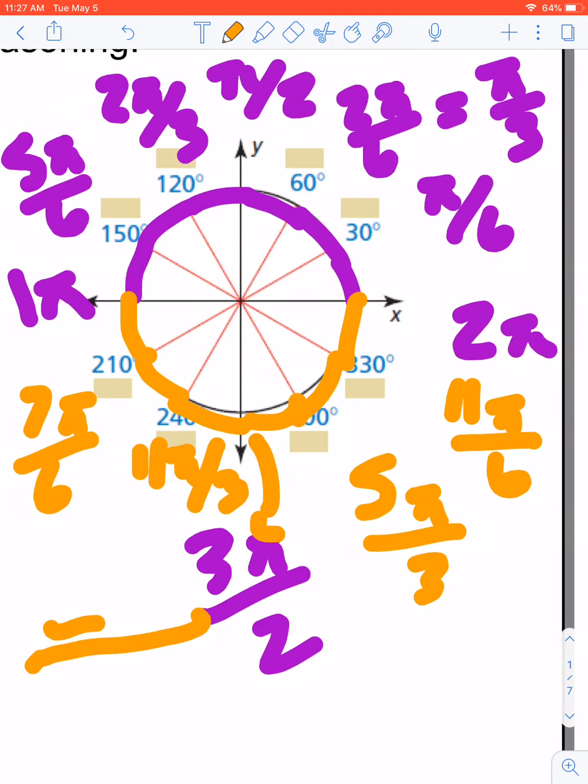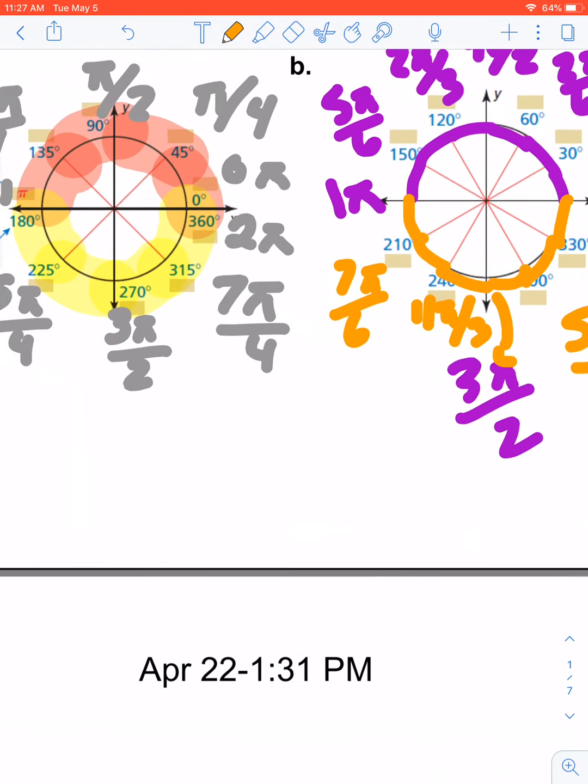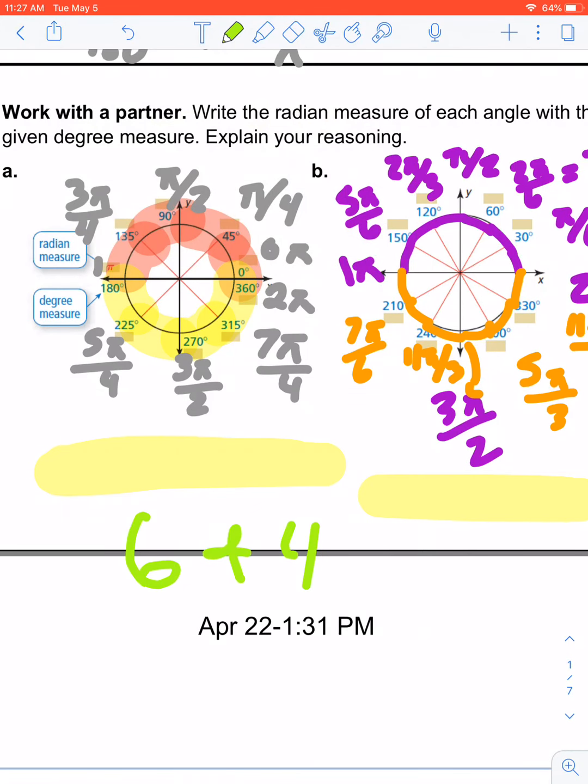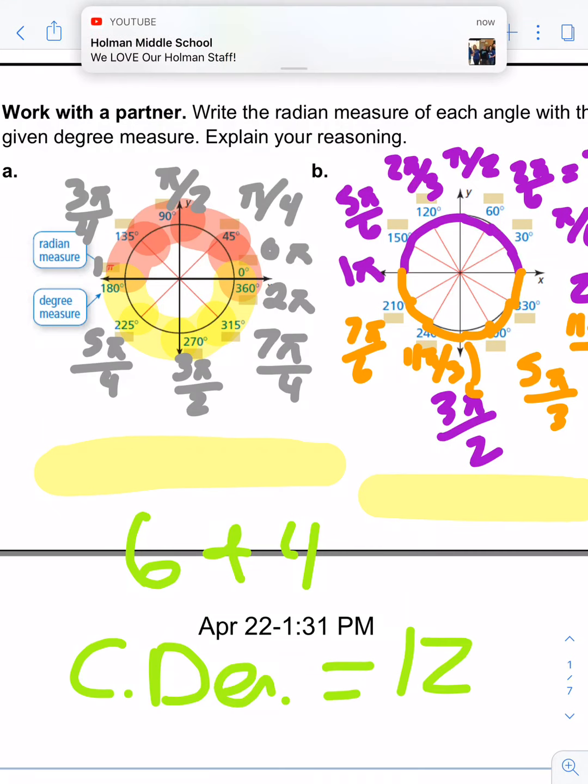So what the unit circle is, it's taking these two circles, the 4th and the 6th, and combining them together. Well, think about it. If I have 6 and 4, and I want to find the common denominator, that's going to be 12, right? So the common denominator between 6 and 4 would be 12. That's basically what the unit circle is. It's breaking everything up into 12s.